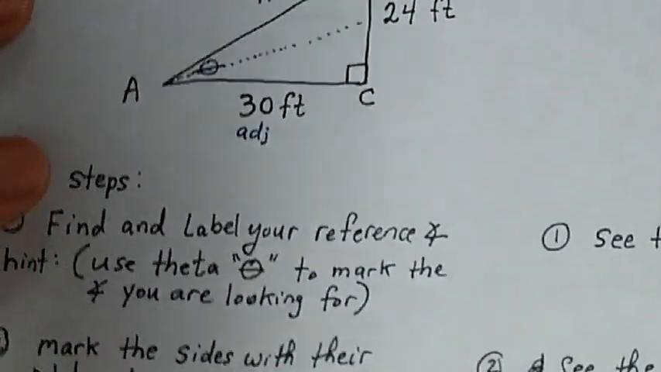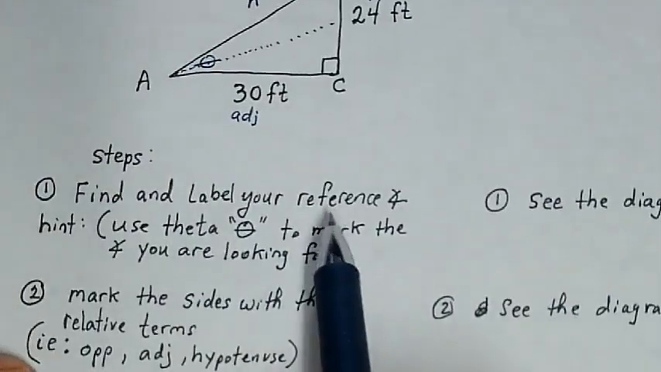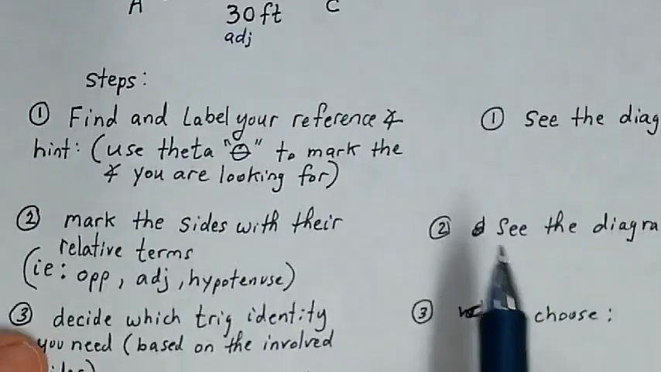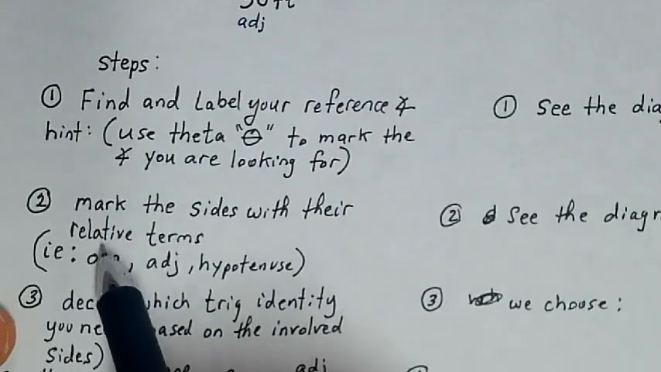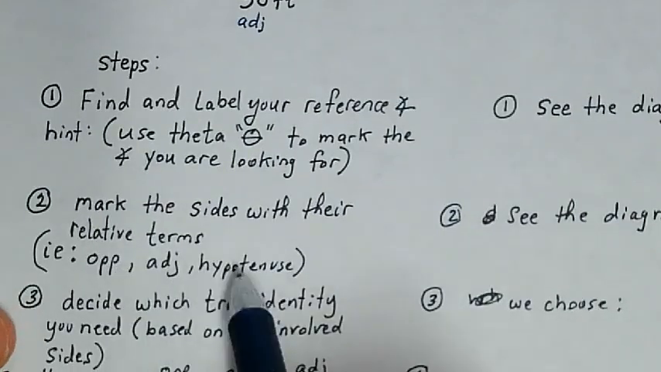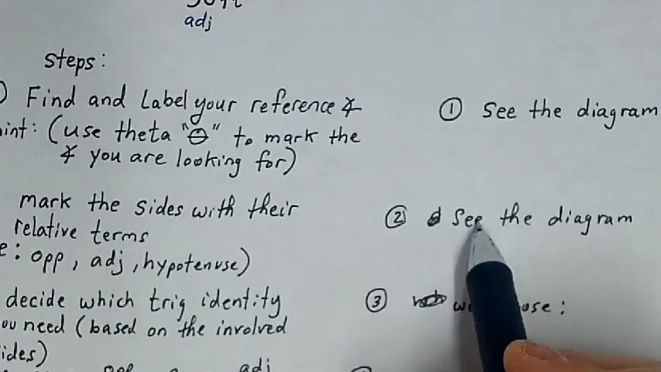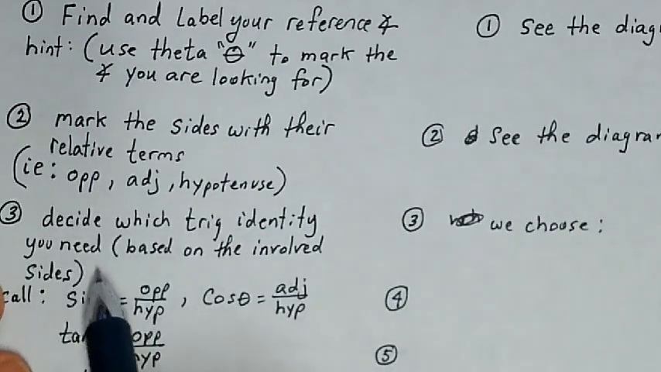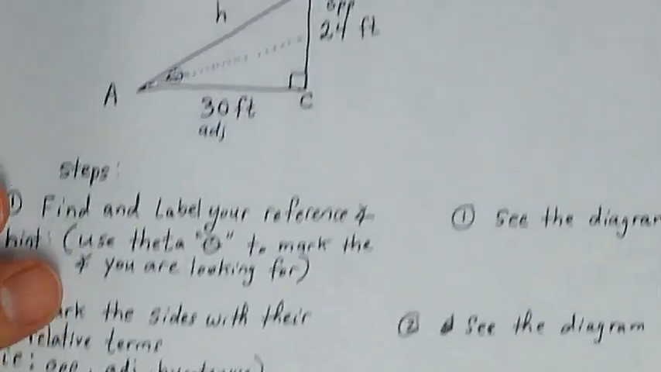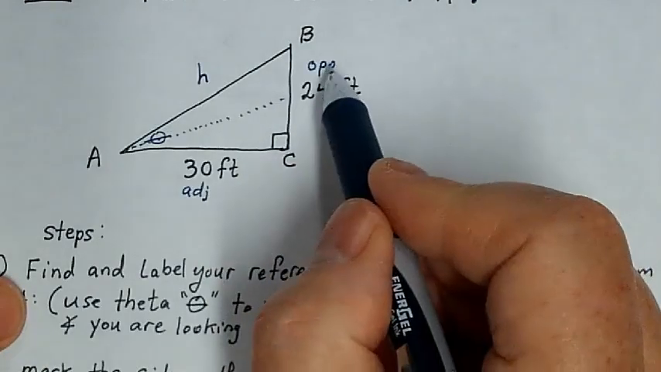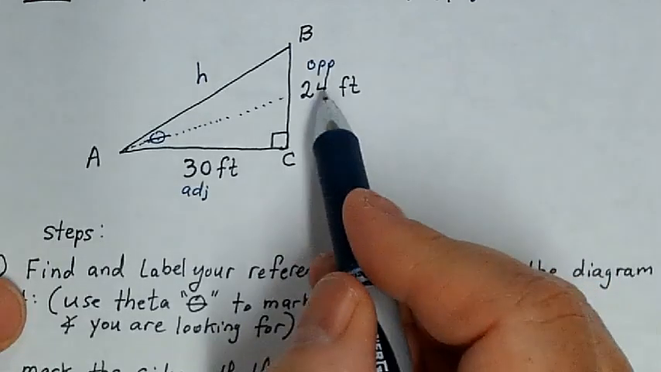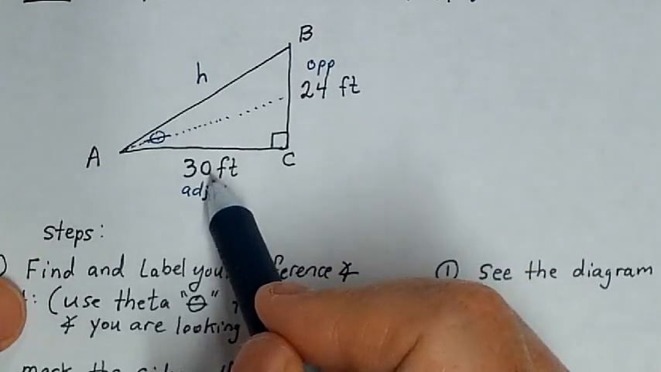Because in the next step, guess what? Now that, here, let me back out. Look at this. It says find and label your reference angle. We use theta to mark the angle I'm looking for. Then it says mark the sides with their relative terms, like opposite, adjacent, hypotenuse, which we did. But for number 3, it says decide which trig identity we need based on the sides that are involved. Well, if you look at the triangle, the sides that are involved are the opposite and the adjacent, because they give us the opposite and they give us the adjacent.